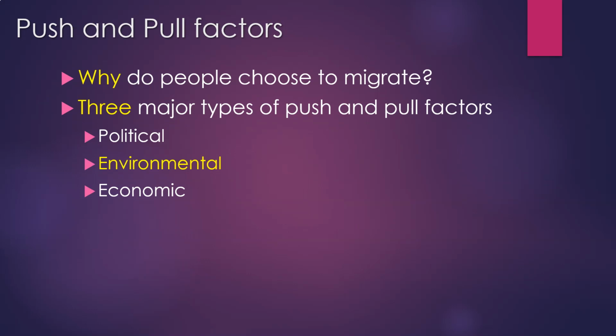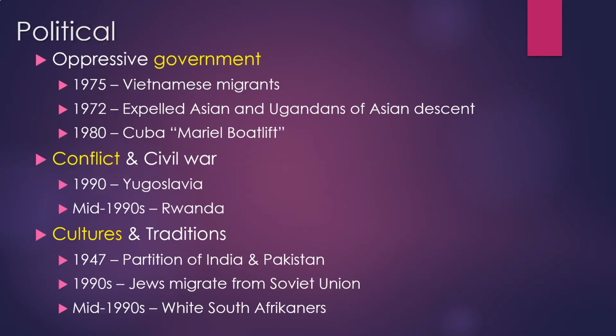Push and pull factors. Why do people choose to migrate? There are three major types of push and pull factors. There are political factors, there are environmental factors, and very commonly economic factors for migration. Political factors, I'll give you a few examples here. Some you may be familiar with, some you may not.